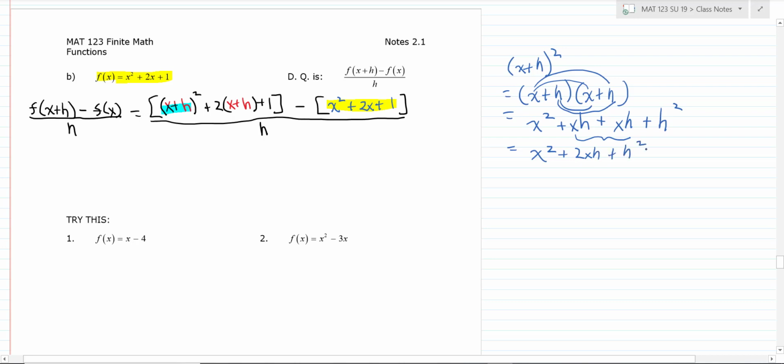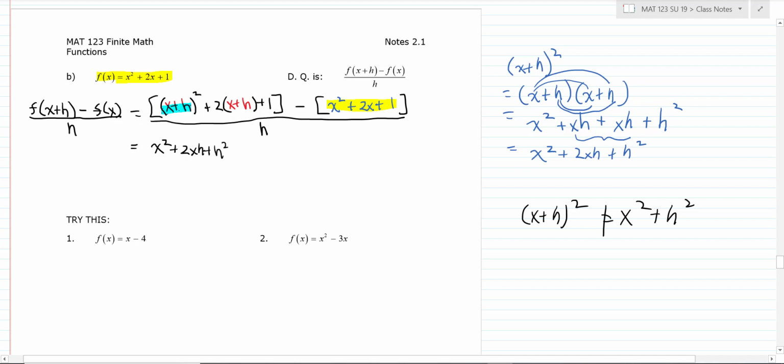So a lot of you maybe need to go back and review the FOIL and how to do that effectively. Okay, so you have to do that way. A common mistake, a lot of times students on this want to go x squared plus h squared. That is not correct. That never works. You have to write it out twice and do the FOIL. All right, so what I'm going to do is replace this part with x squared plus 2xh plus h squared.